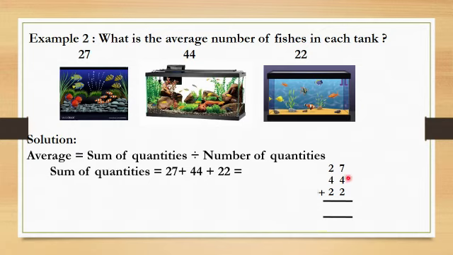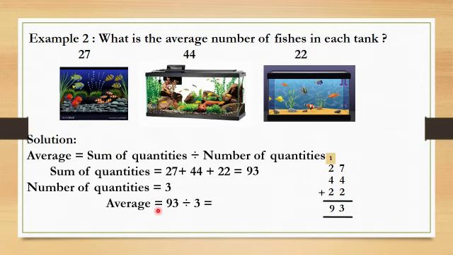Let's do the working. 7 plus 4 is 11. 11 plus 2 is 13. 3, and 1 carried above. 1 plus 2 is 3. 3 plus 4 is 7. 7 plus 2 is 9. So after finding the sum, we got the answer as 93, that is the sum of quantities. Now the number of quantities are 3 because there are 3 fish tanks here.